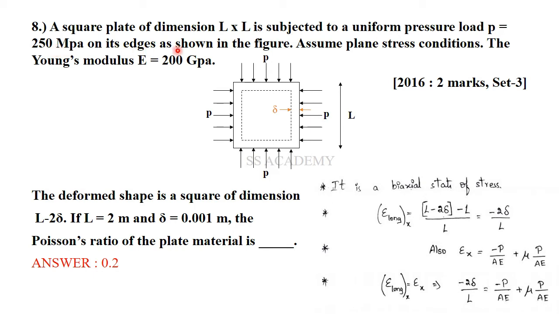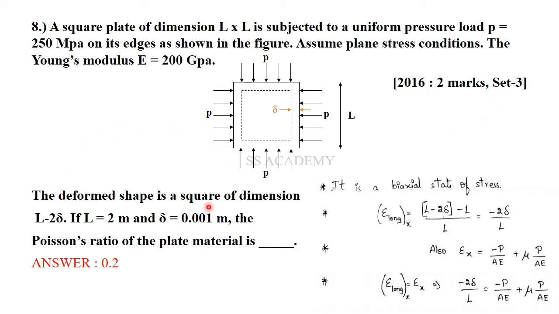A square plate of dimension L cross L is subjected to a uniform pressure load P, that is 250 megapascal, on its edges as shown in the figure. Assume plane stress conditions. Plane stress is referred to as biaxial state of stress. The Young's modulus E is 200 gigapascal. It is a 2016 2 marks set 3 question.